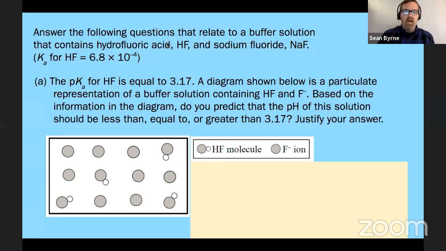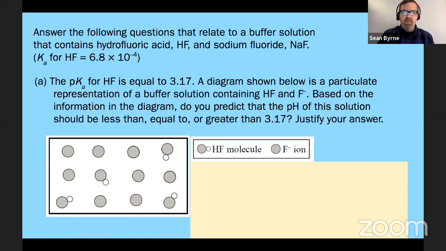So you remember that the best buffers are going to have a weak acid in them and a salt that contains the conjugate base of that weak acid. The Ka is given to us here of HF. The pKa, which would just be the negative log of this number, is equal to 3.17. So they gave us that number for us. And then the diagram is shown here as a particular representation of a buffer solution.